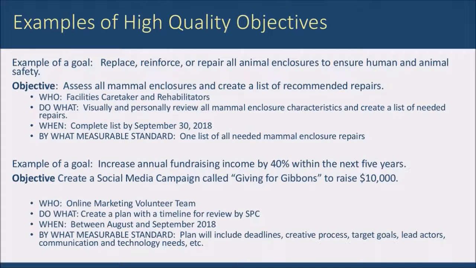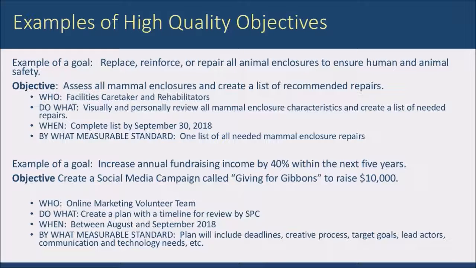So let's look at a couple examples of high-quality objectives. All your objectives will be written in service of a goal, so for these examples, we've given you a couple goal examples as well. One example of a goal is: replace, reinforce, or repair all animal enclosures to ensure human and animal safety. That's the goal that this objective is going to serve. The objective is going to include who does what, by when, and by what measurable standards.